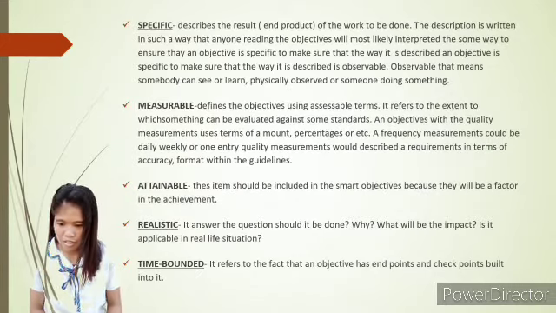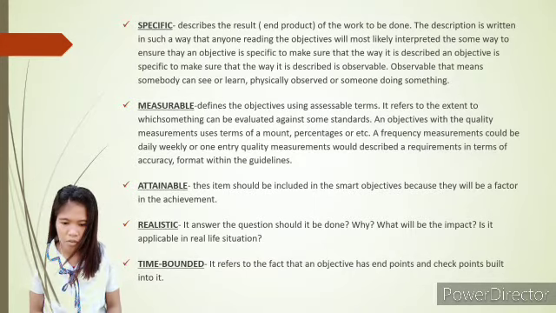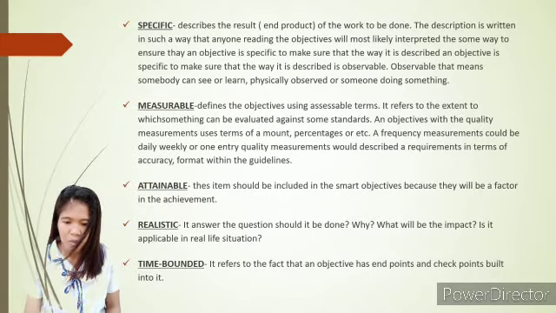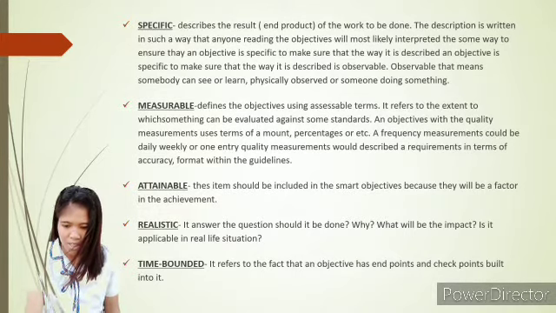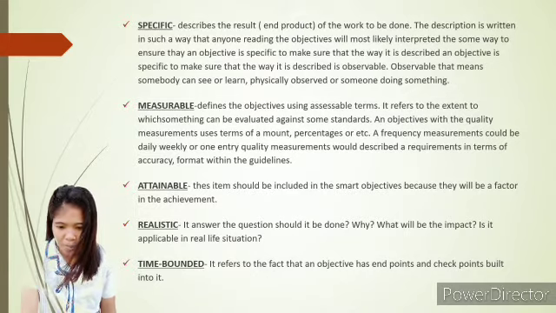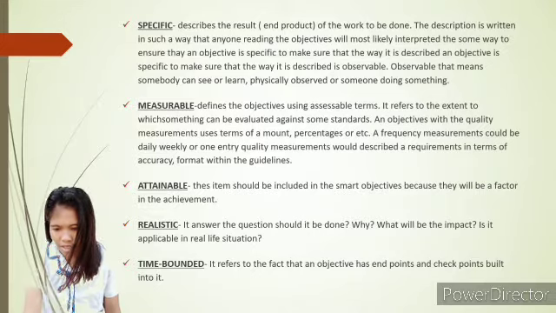What is meant by specific? Specific describes the result of the work to be done. The description is written in such a way that anyone reading the objective will most likely interpret it the same way. To ensure that an objective is specific, make sure that the way it is described is observable. Observable means somebody can see, physically observe, someone doing something. And next is measurable. What is meant by measurable?